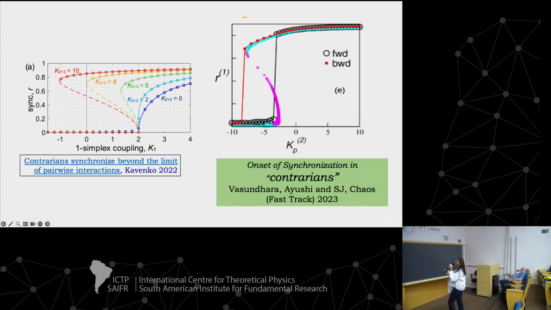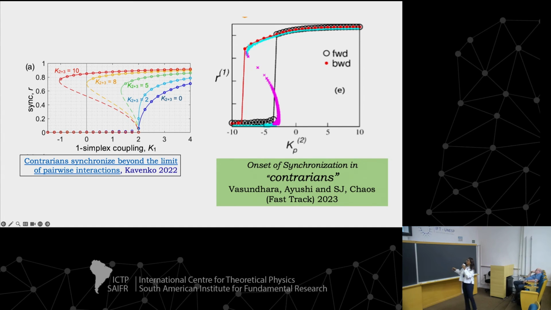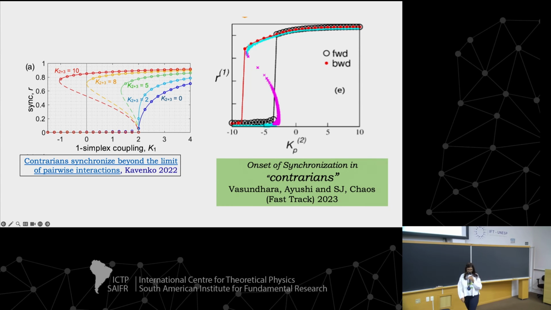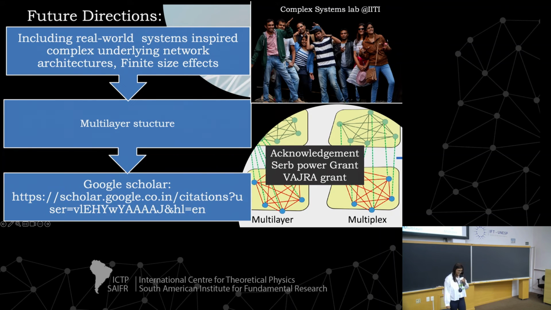And there is one more work which we have done on multi-layer higher order interactions. We have shown there that you can get the entire hysteresis and forward transition with negative pairwise coupling strength. That happens only in the presence of higher order interactions. So with that, I finish my talk. So these are the future directions.